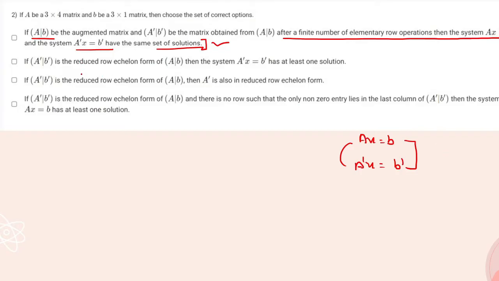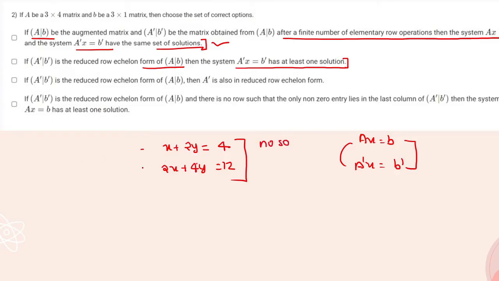So this is correct. Okay, the second option says A dash B dash is the reduced row echelon form of AB, then the system A dash x equal to B dash has at least one solution. Basically this is not correct. Let us take one example here. Let us suppose there are two equations: x plus 2y is 4 and the second one, 2x plus 4y, is given by 12. Okay, so this will correspond to no solution because these two lines are parallel. Although we can write it in reduced row echelon form, we will not get any solution. So that's why this statement is incorrect.